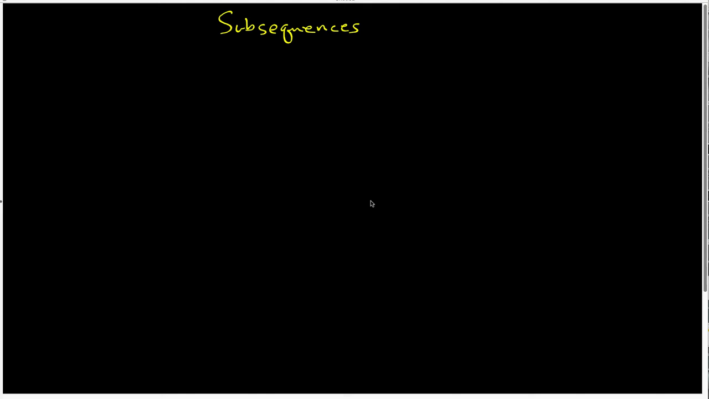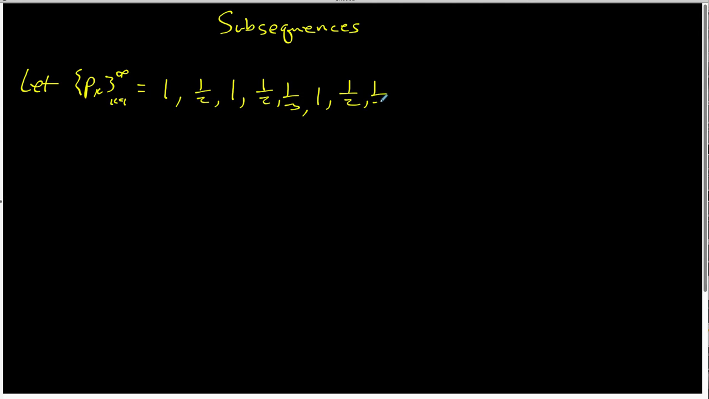In this video, I want to start with an example. I want to let the pk sequence be this sequence. I'm going to start with 1, 1/2, 1, 1/2, 1/3, 1, 1/2, 1/3, 1/4, 1, 1/2, 1/3, 1/4, 1/5, and so on. And what I want to notice is that this particular sequence is made up of a pattern of a 1, and then we go down a certain point.